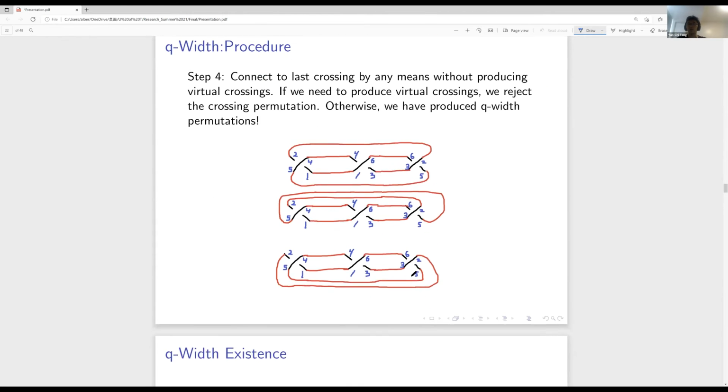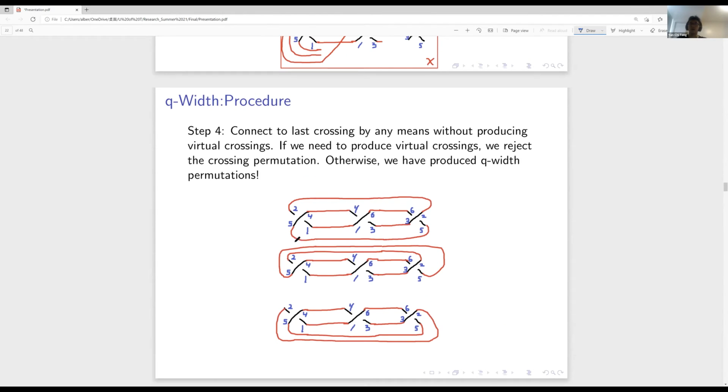circling line segments problem, because if we need to circle beyond the however many crossings we have, we can just theoretically, quote unquote, circle it around the last crossing, which wouldn't really be circling, because at the end of the day, the line segment is connected to the last crossing. So we do that, and if we still need to produce virtual crossings, we reject the case. Otherwise, we have produced quick width permutations.